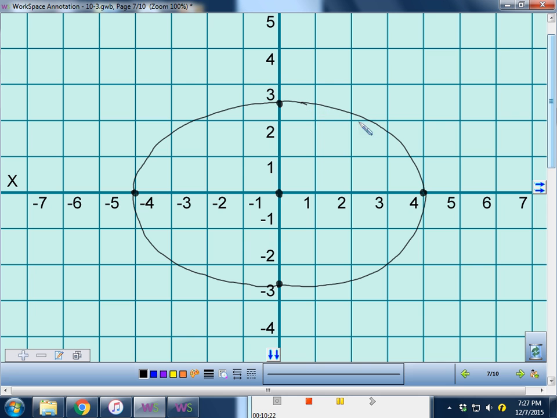Okay, so if this is a laying down egg, you went farther left and right, that means these are your vertices, and the other side is your co-vertices. And to label those points, this point would be 8, comma 0. This point is negative 8, comma 0. This point is 0, comma 5. And this one is 0, negative 5.